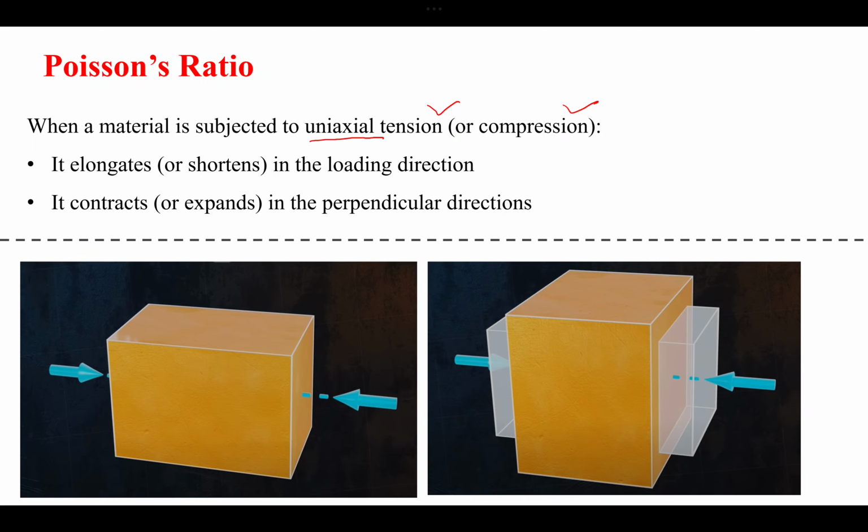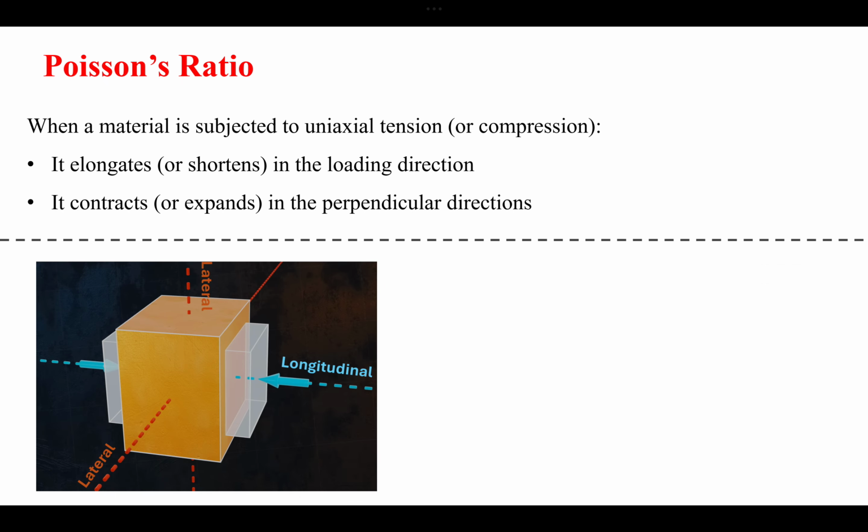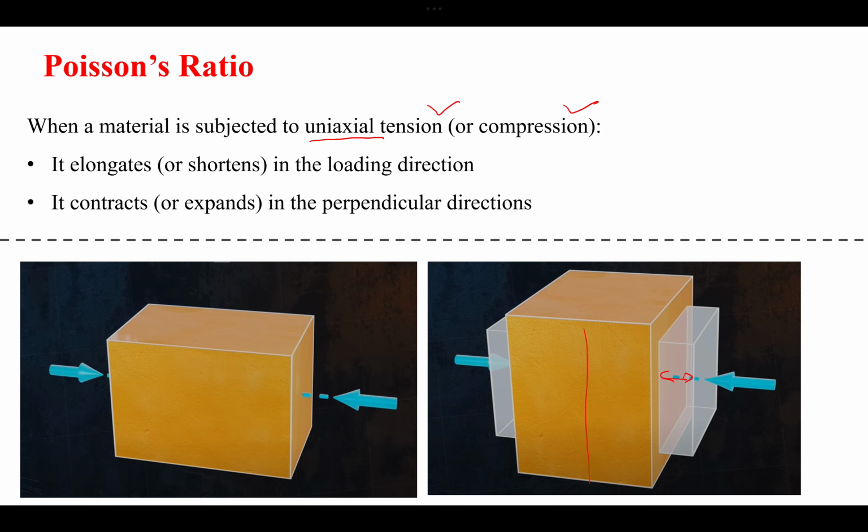So the transparent region shows the initial position of the body, while the block shows the final position, and you can see that it has reduced in length in the longitudinal axis, or the axis in which the forces are applied, and then it has extended in the other two axes. So it has increased in length in this axis as well as in this axis.